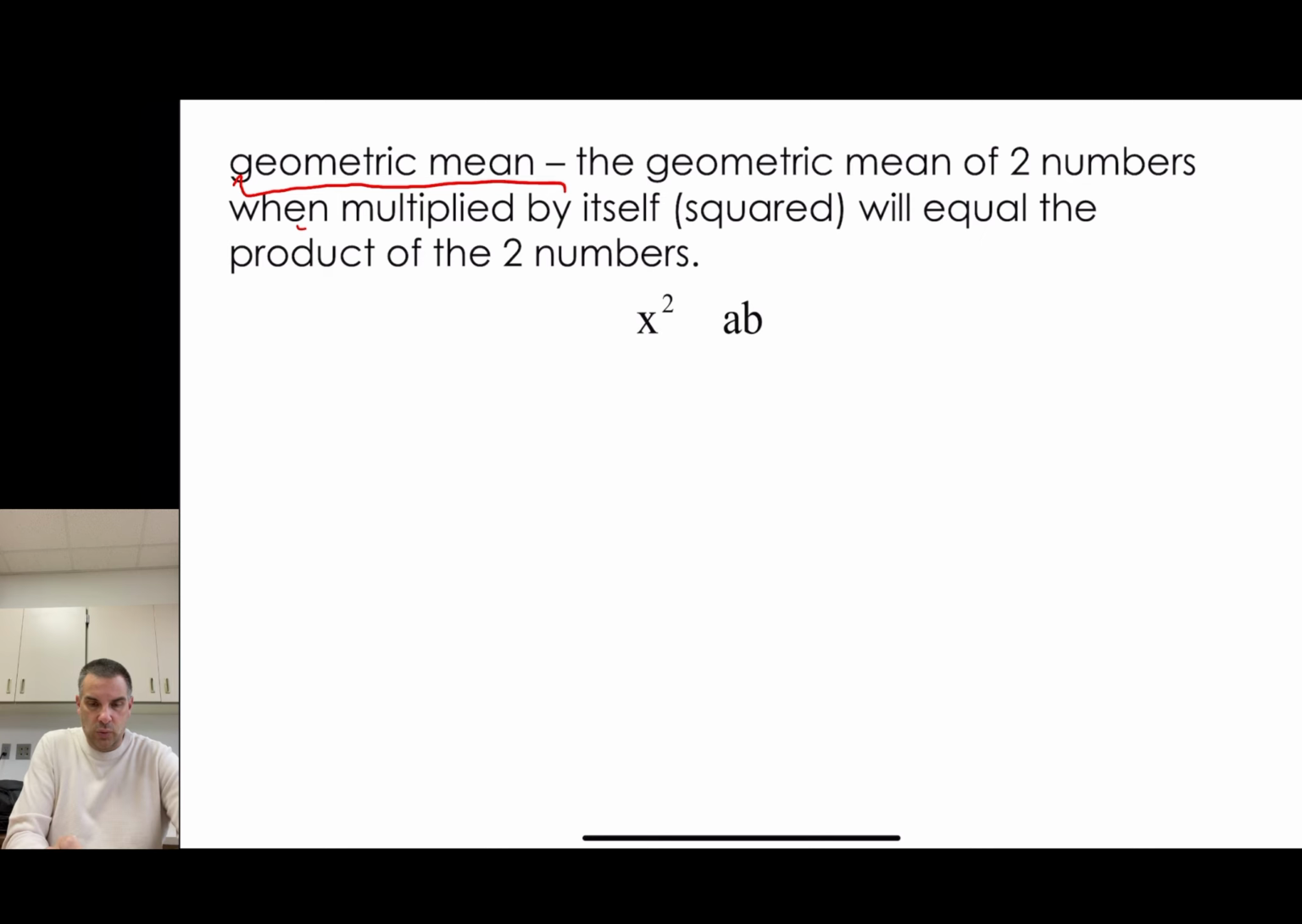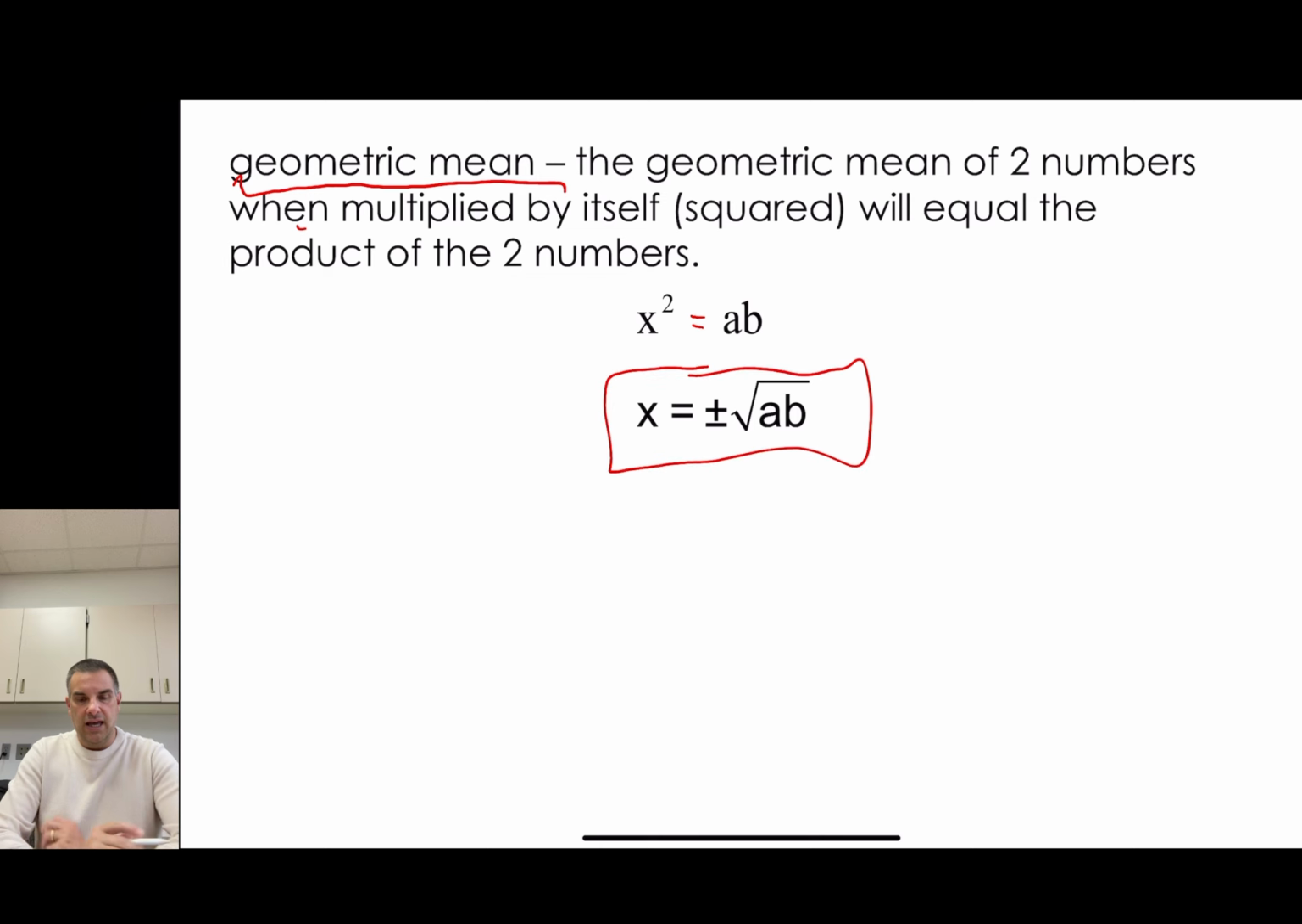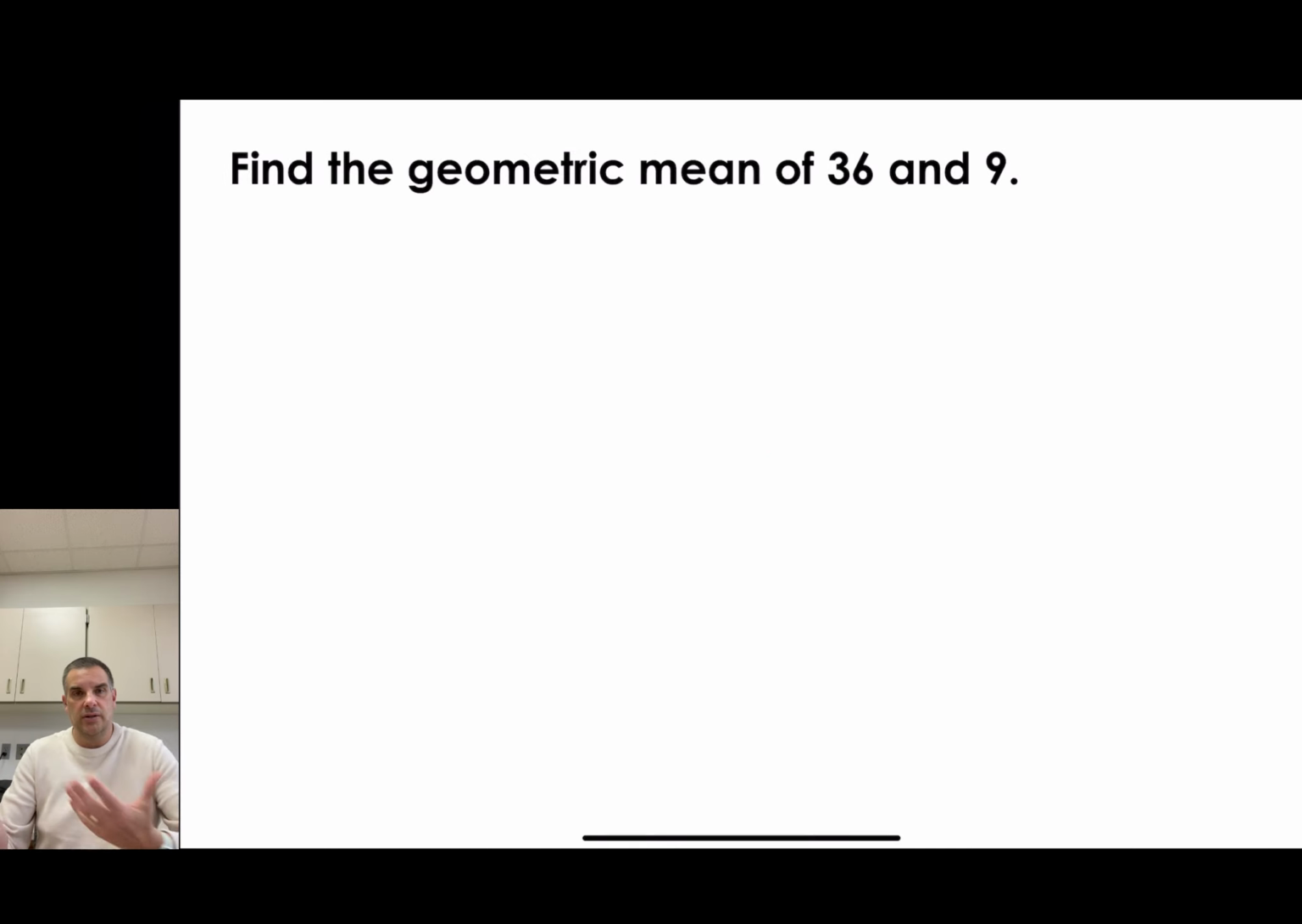Okay, so x squared is equal to a times b. That's what that says. That's how we find the geometric mean. Then we can simplify that into x is equal to positive or negative the square root of ab. And that's just solving for x. That's all that is, solving for x. And that's how we are going to go about finding the geometric mean.